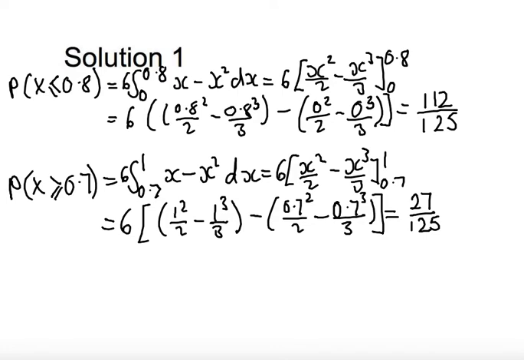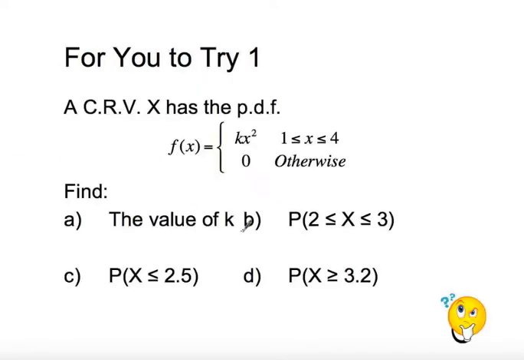Okay, well I hope that all made sense, because now it's time for you to have a go at one. So here we have a continuous random variable X with the probability density function f of x equals kx squared for x between 1 and 4, and 0 otherwise. So I want you to find the value of k. Find the probability x lies between 2 and 3. Find the probability x is less than 2.5. Find the probability x is greater than or equal to 3.2. So if you pause the video now, have a go yourself, and then afterwards check your answer with me.